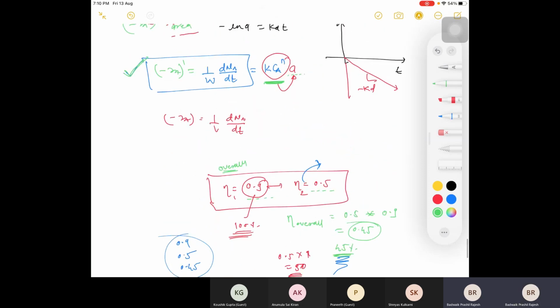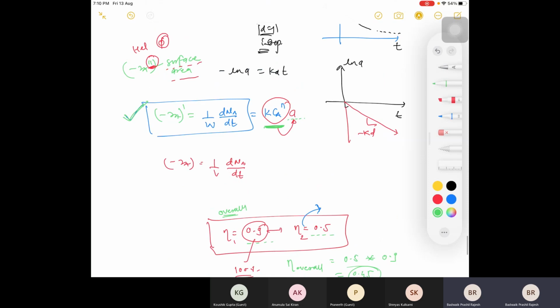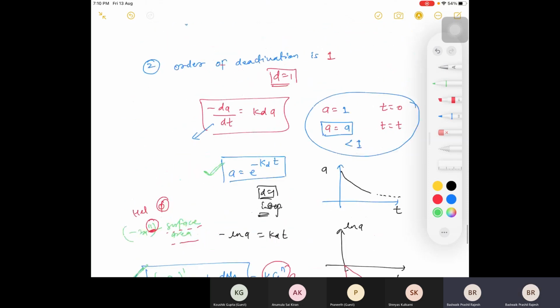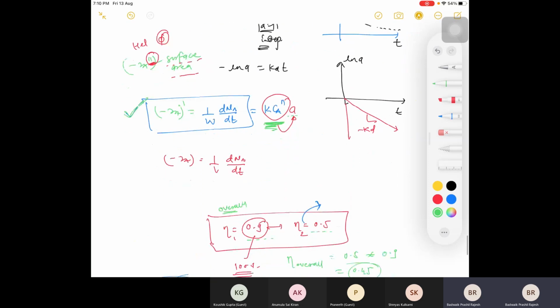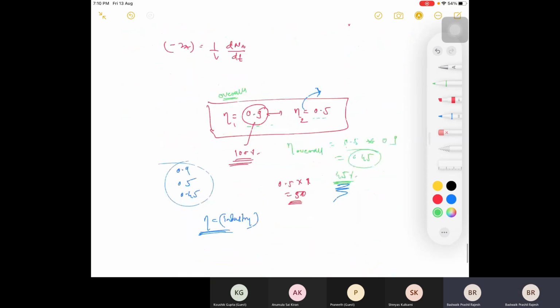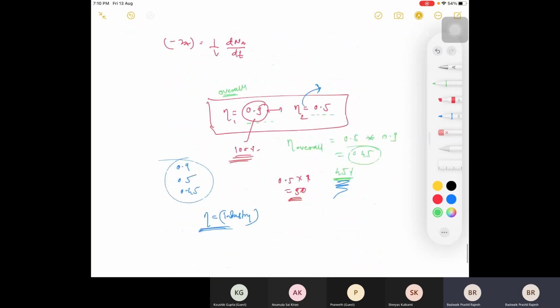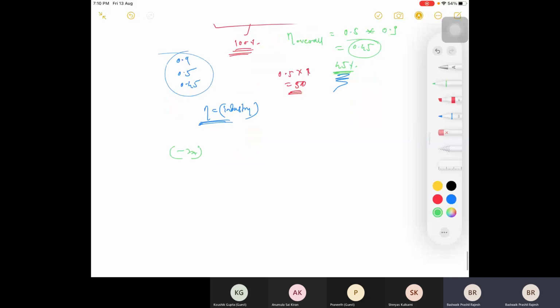And here I am writing the order of deactivation. Here I already wrote. So here it is, this is your equation. Okay. Now, what is my equation now? I am up to here. Minus rA dash is equal to 1 by W dNA by dt, and this is equal to, I wrote, k into C to the power 1 and there is activity. Okay, activity.